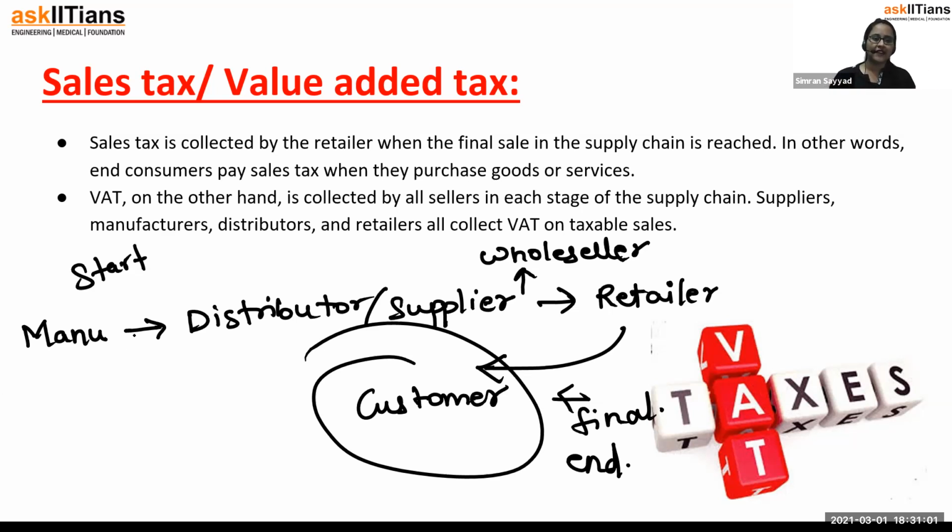So at each and every step here, whatever tax gets added is nothing but the value added tax. You can see value added tax is collected by all sellers in each stage of the supply chain.